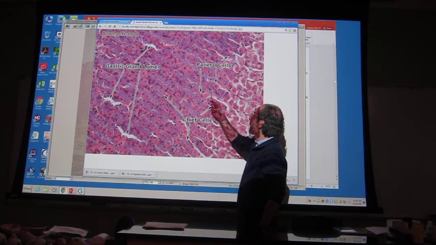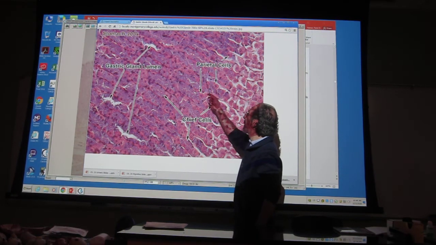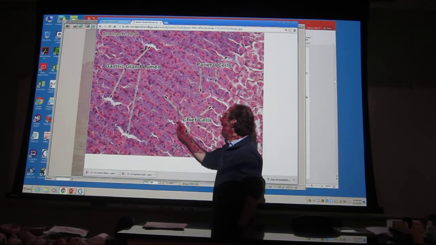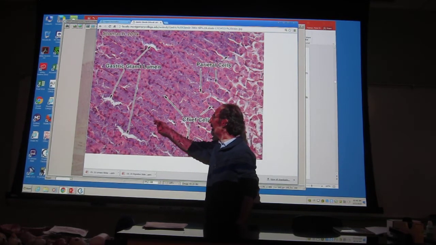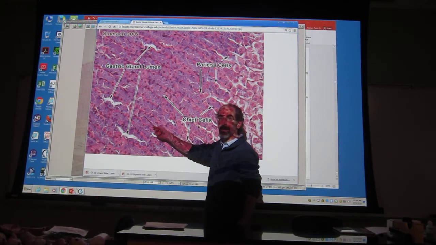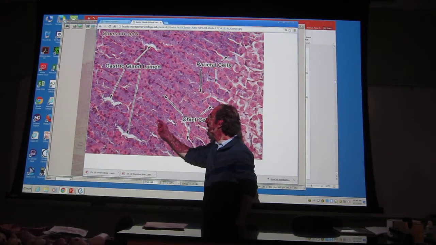Here are the parietal cells. You can see there are lots of them. There are all these bright pink cells here. And in blue, we have the chief cells, shown here in dark blue. And you can see there are chief cells here and here and here. Anything dark blue is going to be a chief cell. Anything bright pink will be a parietal cell.